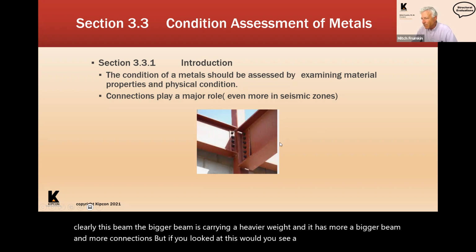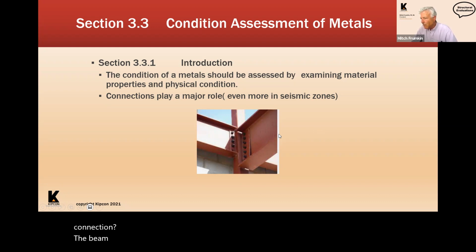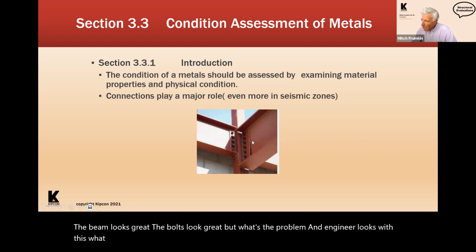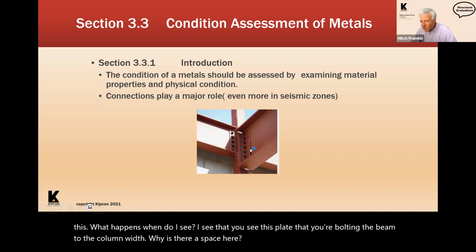In the connection, the beam looks great, the bolts look great, but what's the problem? An engineer looks at this, and what happens? What do I see? I see this plate that you're bolting the beam to the column with. Why is there a space here? Why is there a gap there?